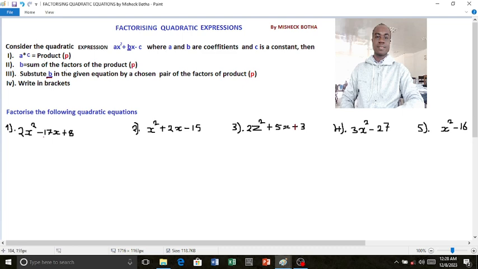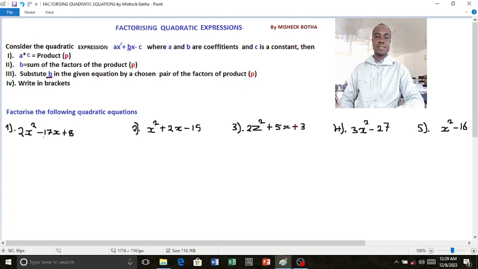In this video, this is what we are going to discuss, as you can see on the screen: factorizing quadratic expressions. A quadratic expression is simply an expression with the highest power of the variable being 2, as you can see. So that is a quadratic expression. That's how it can be said in simple terms.